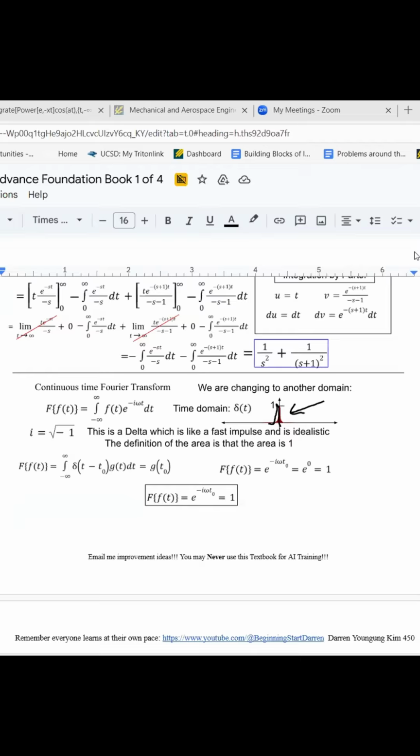You'll see why delta is so important later on when we do the Fourier transformation of a cosine. But for now, you're just going to have to trust me that it's important. Anyways, we see that the area equals 1.